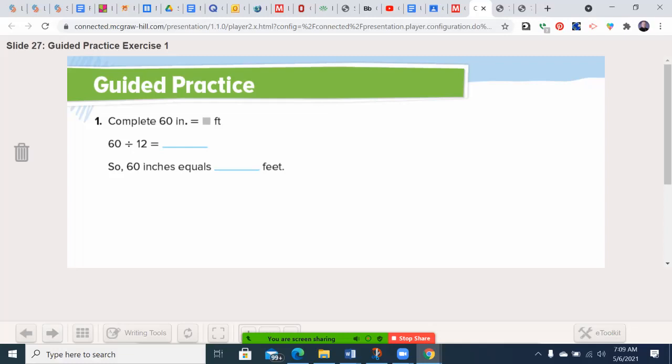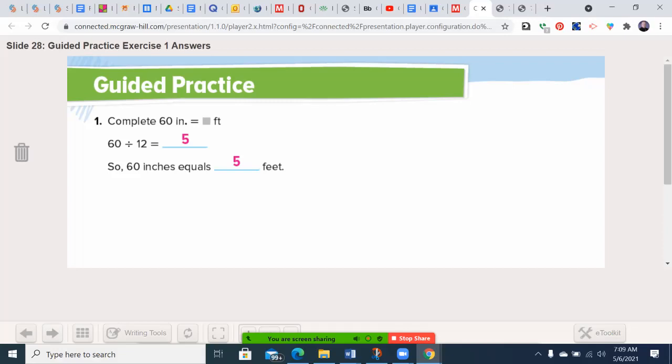I want you to do this problem. You can pause the video if you need to, do the math, and then come back and check your answer. You may pause now. Welcome back. And our answer was 5. So 60 inches equals 5 feet. You can check that work, because 5 times 12 is 60.